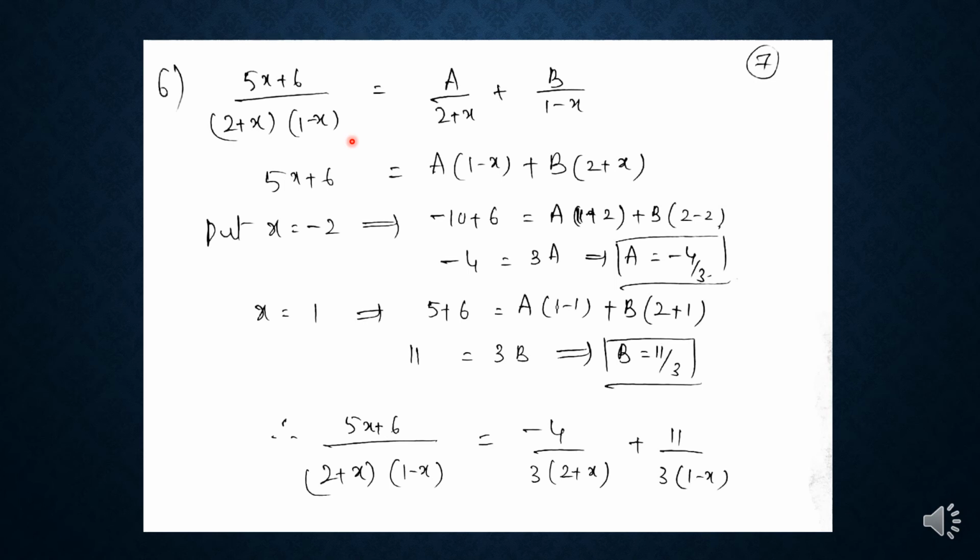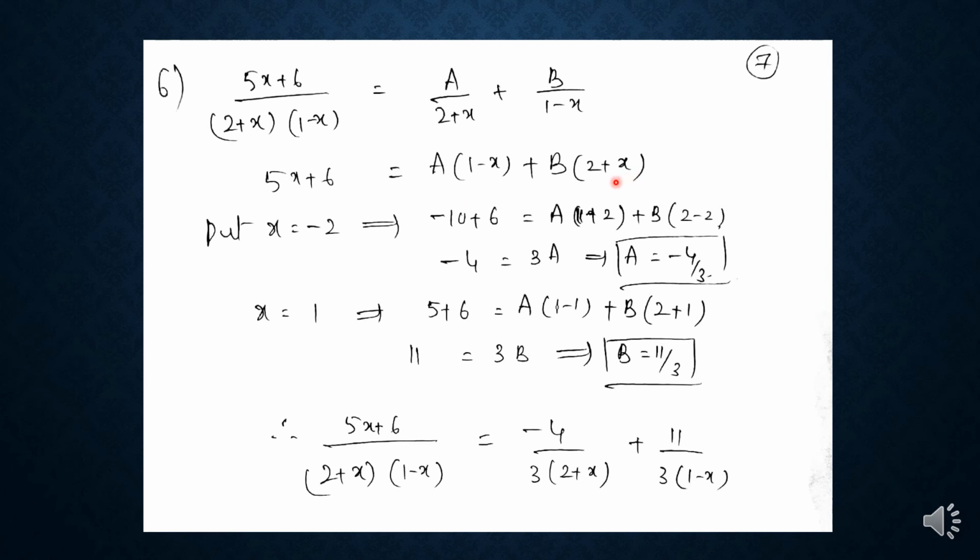So we can take the partial fractions as a by (2 plus x) plus b by (1 minus x). Then by taking LCM, we will get a into (1 minus x) plus b into (2 plus x) by (2 plus x) into (1 minus x). So the denominators are equal, so we can cancel the denominator. So that can be written as 5x plus 6 is equal to a into (1 minus x) plus b into (2 plus x).